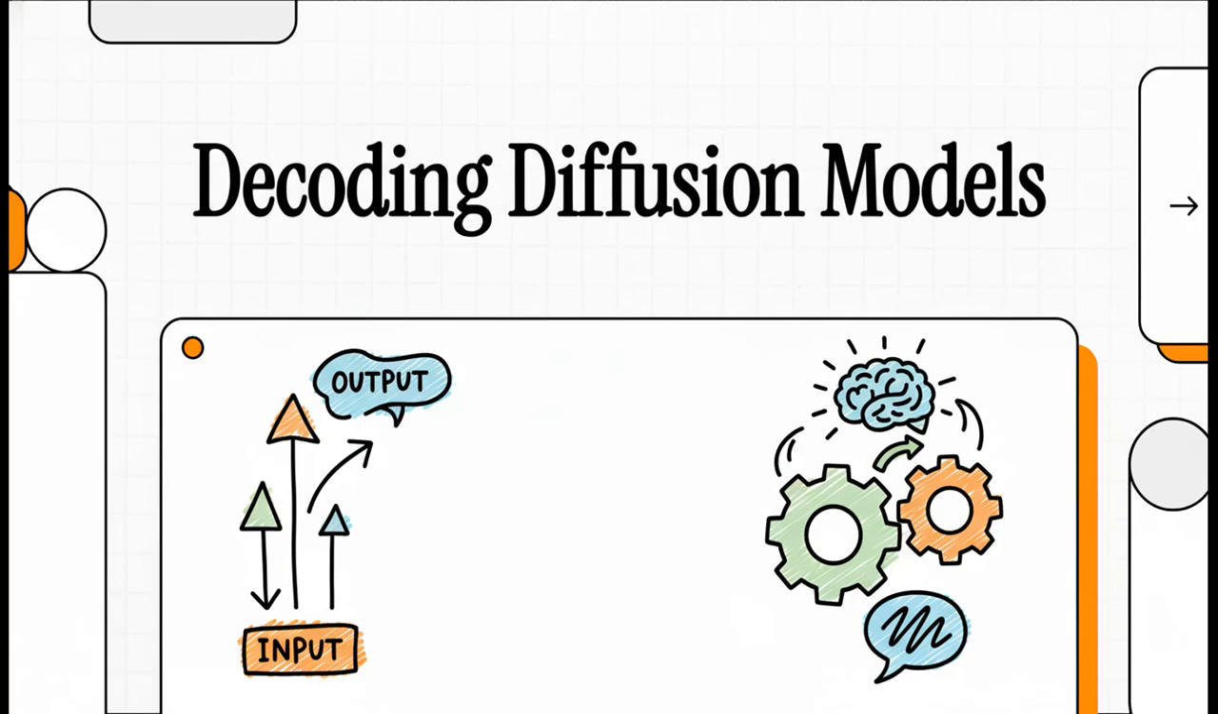Welcome to the Explainer. Today, we're going to decode a technology that is completely turning AI language generation on its head. For years, AI has basically written text like a very careful typist, just one word at a time. But what if it could think more like a painter, creating the entire picture all at once? Let's dive in and see how.